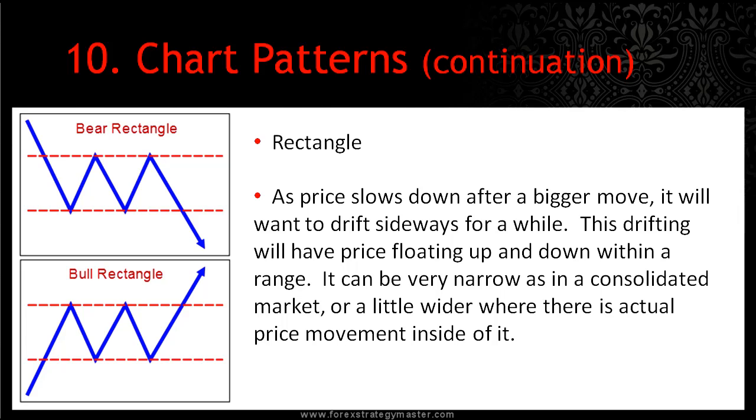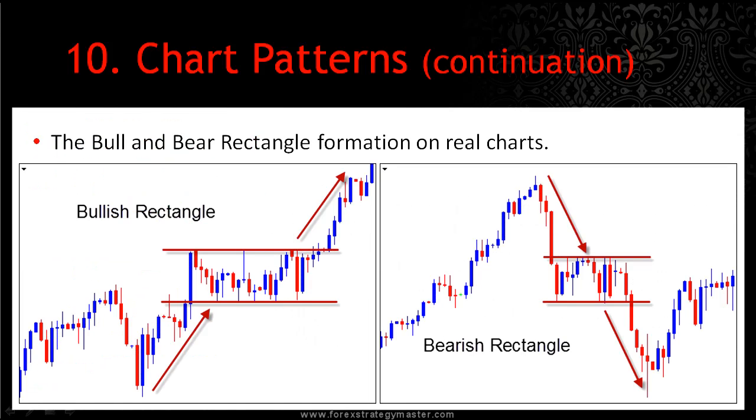As price slows down after a bigger move, it will want to drift sideways for a while. This drifting will have price floating up and down within a range. It can be very narrow, as in a consolidated market, or a little wider where there's actual price movement inside of it. We're looking at a couple of instances of rectangles on a chart.